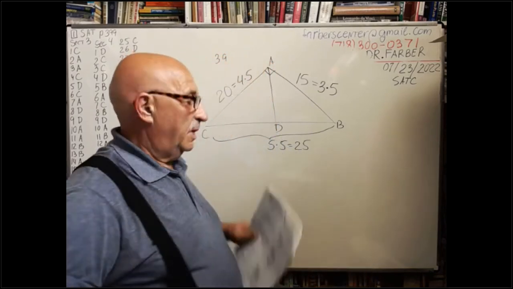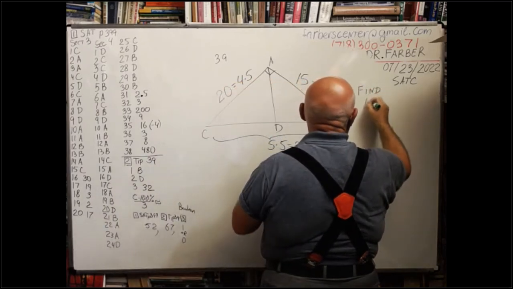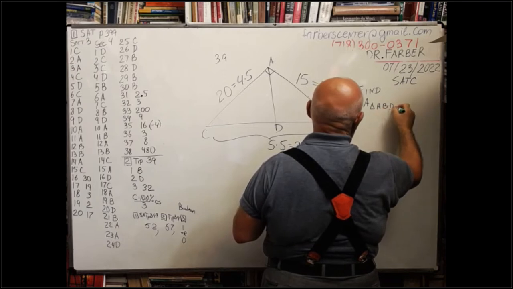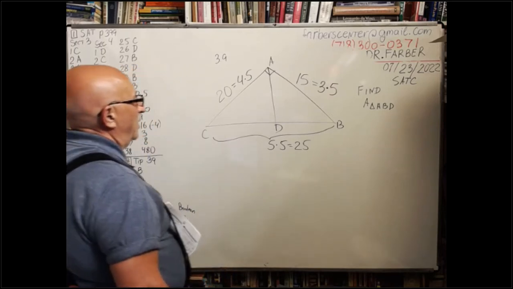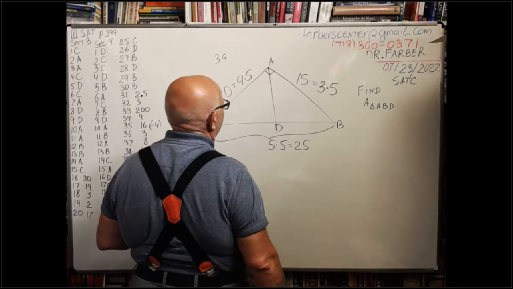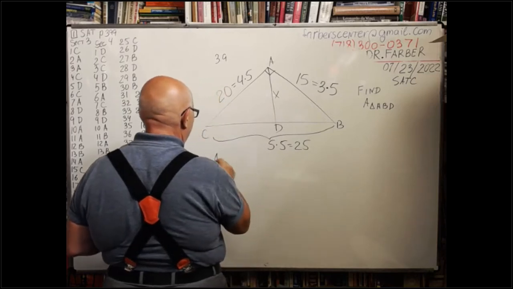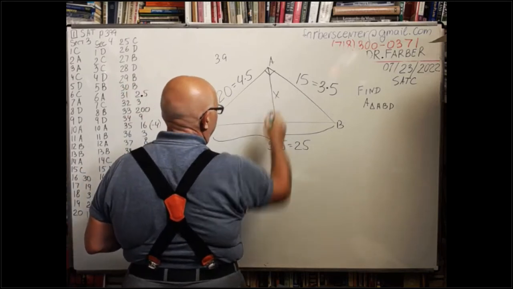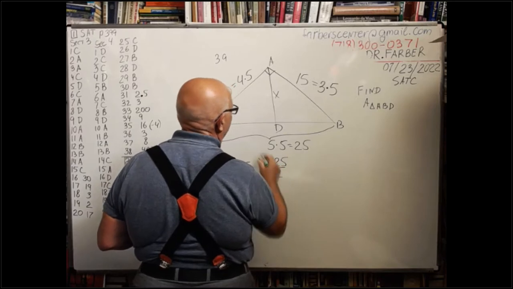We found this. And the question is: find the area of triangle ABD. This one. To find this ABD, we can do a few different ways, actually. Let's say this is X. Area of triangle CAB equals X times 25 divided by 2. Base times height divided by 2.